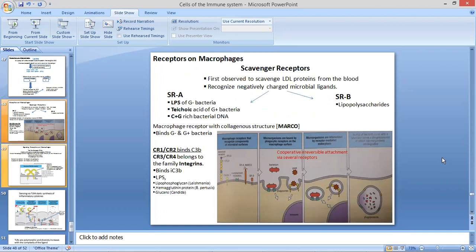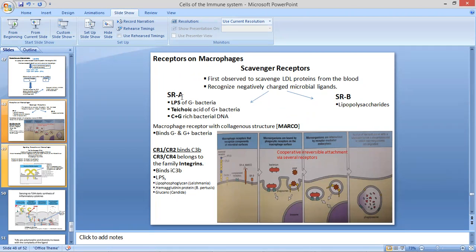There is another group of receptors on macrophages, and this group of receptors is known as the scavenger receptors. Why are they called the scavenger receptors? Because when these receptors were first observed, they were seen to scavenge LDL, or low density lipoproteins, from the blood. That's why they are called scavenger receptors. And these receptors recognize negatively charged microbial ligands, which are different molecules that are negatively charged and that are part of the microbes.